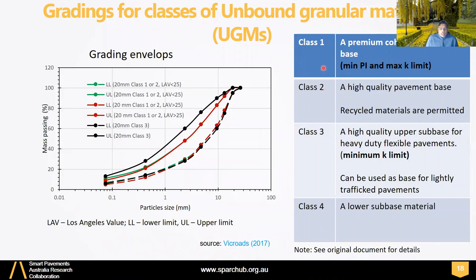There are four classes in general in that guide. Class one is a premium quality pavement base, the top quality material, and there may be a minimum particle porosity index and a maximum permeability limit. Class two is a high quality pavement material, and recycled materials are also permitted in this. Class three is a high quality upper sub base for heavy duty pavements, and other criteria may also come in, and class four can be used as base for lightly trafficked pavements. This is lower sub base material. And if you need to know more details, you need to go to the original document.